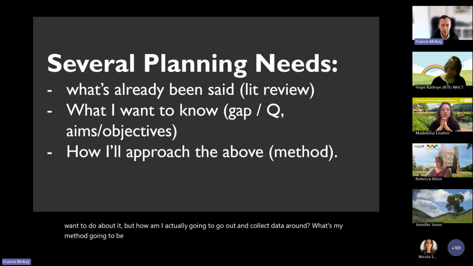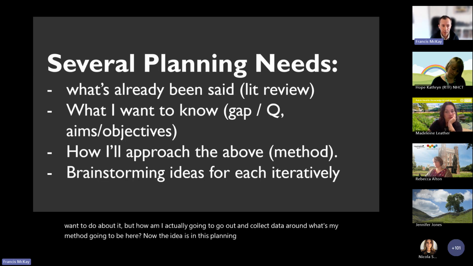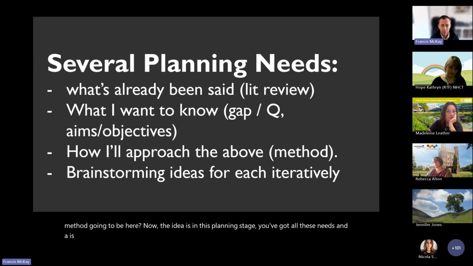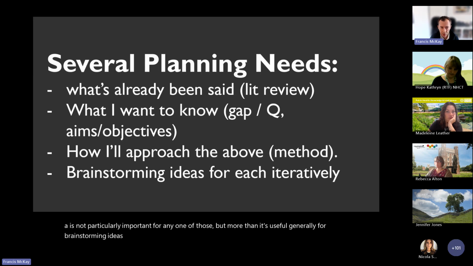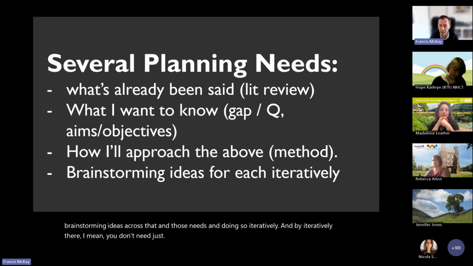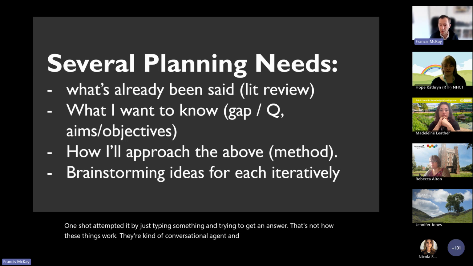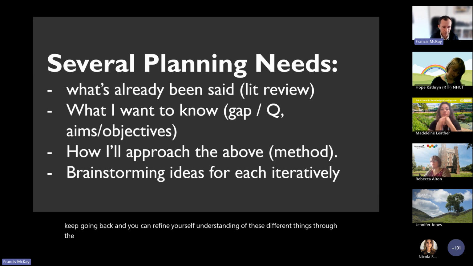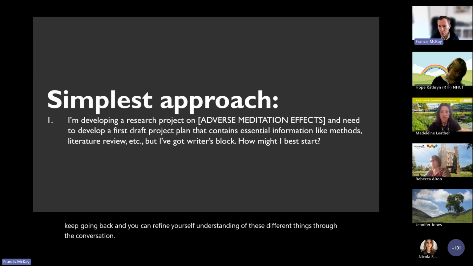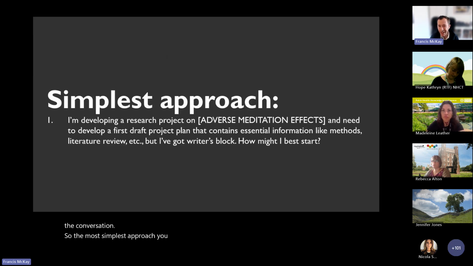Now, the idea is in this planning stage, you've got all these needs, and AI is not particularly important for any one of those, but more that it's useful generally for brainstorming ideas across those needs, and doing so iteratively. And by iteratively there, I mean you don't need just a one-shot attempt at it by just typing something and trying to get an answer. That's not how these things work. They're kind of conversational agents. And so the iteration there is you can keep going back and you can refine your self-understanding of these different things through the conversation.